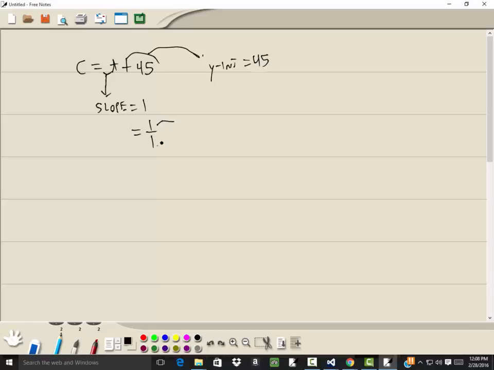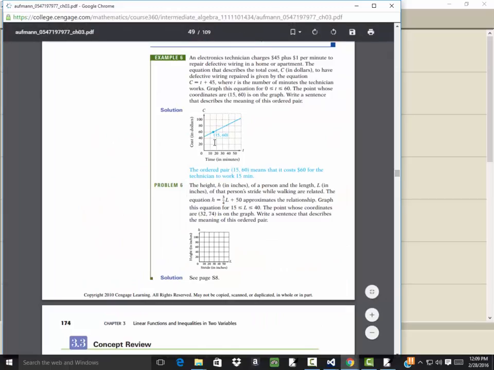Now this is a change in y over change in x. Change in y is up or down. Since this is a positive 1, that means we're going to go up 1. And since it's a positive 1, this means we're going to go right 1. So we put a point at 45, and you see from the graph here, it's a little hard to see, but they put a point at 45.